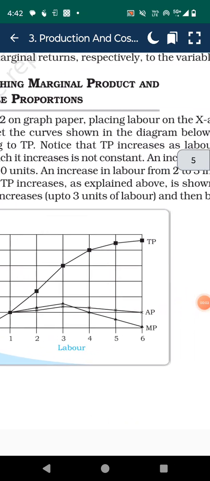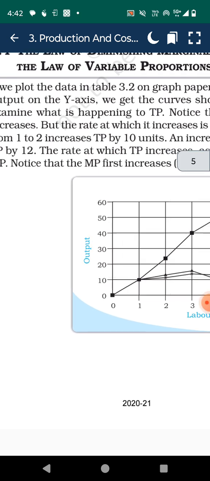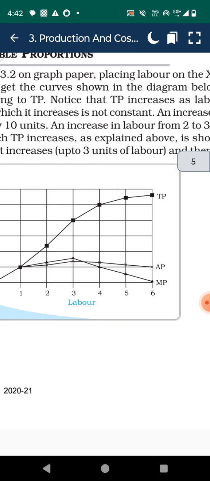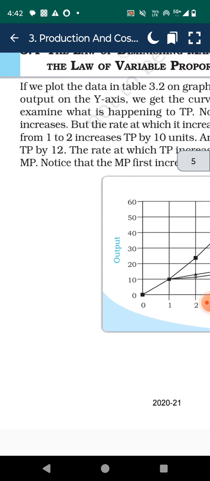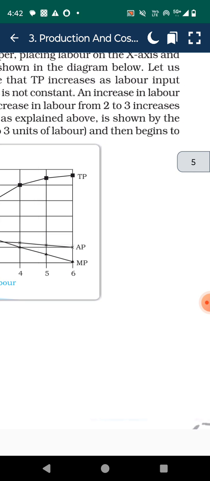The law of diminishing marginal product and the law of variable proportion. If we plot the data in table 3.2 on graph paper, placing labor on the x-axis and output on the y-axis, we get the curve shown in the diagram below.